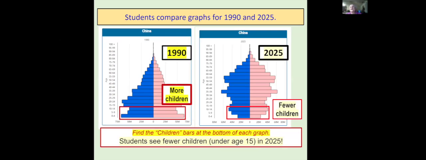What happened? Go over to 2025 and look at how they shrunk the number of children compared to decades before. We do see in China fewer children under age 15 in 2025. I have to say that in 2025, the Chinese are kind of wondering whether maybe they should have more children, but that's another story.